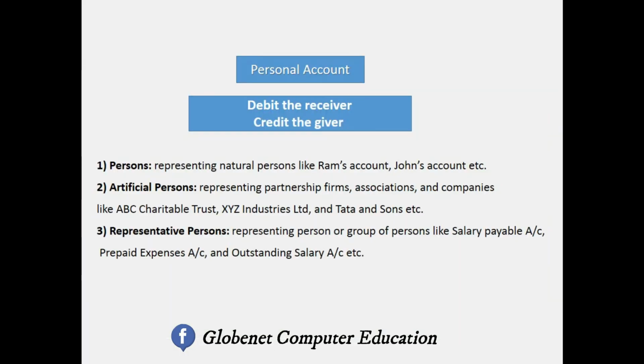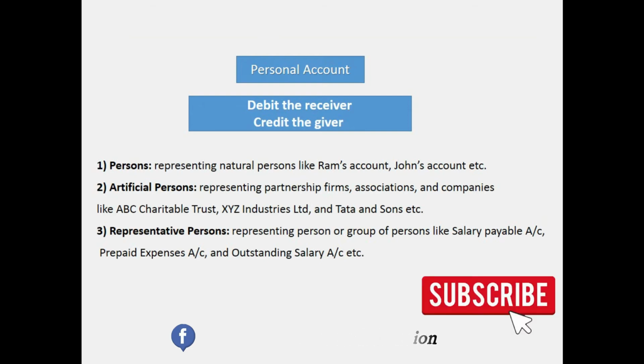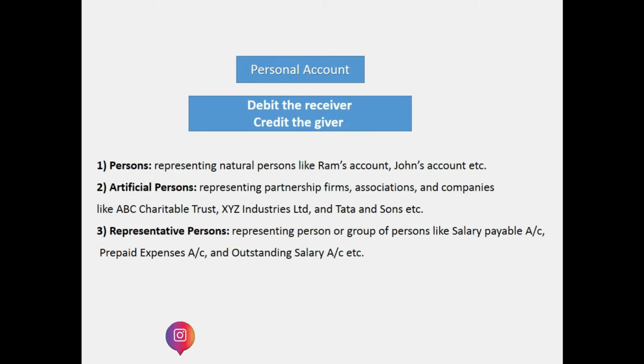The first one, personal account. Debit the receiver, credit the giver. In personal account, it can be a person, artificial person or representative person. For persons, example, Ram's account, Sita's account, Rohan's account, etc. Artificial person means it represents any firm or associations, like for example XYZ Industry Limited account, some charitable trust account or Tata and Sons.